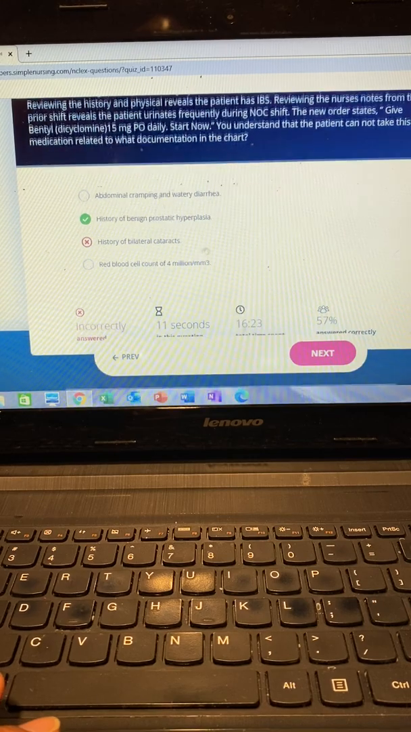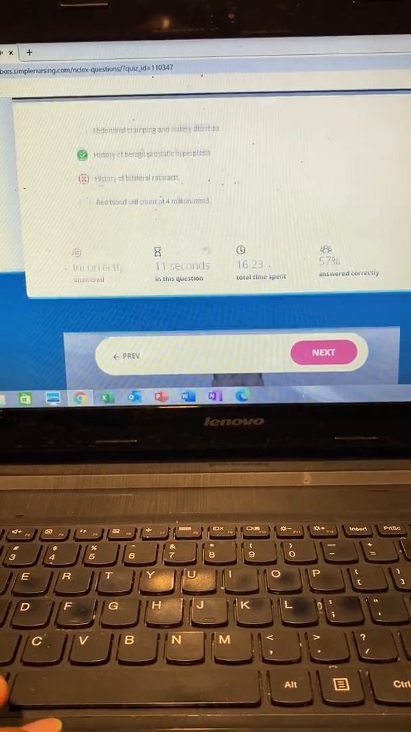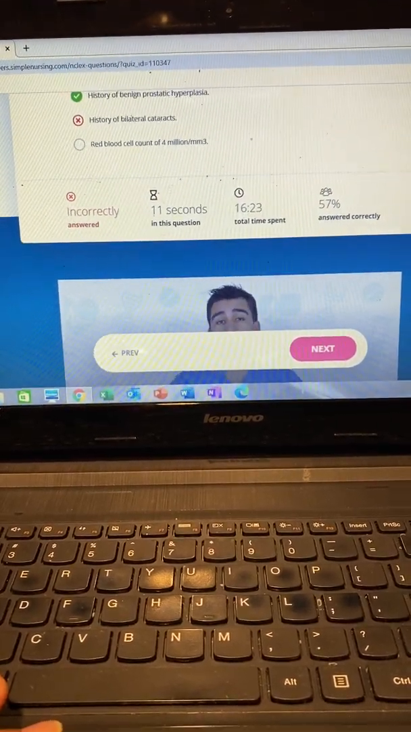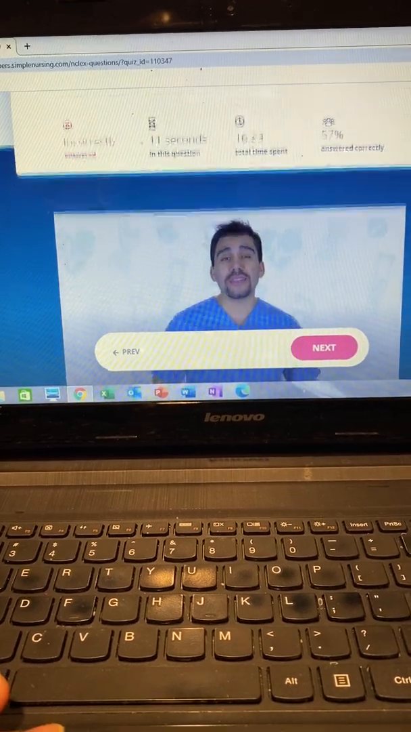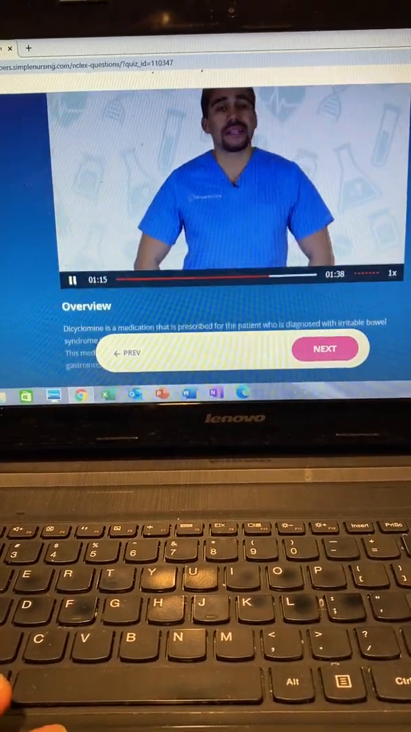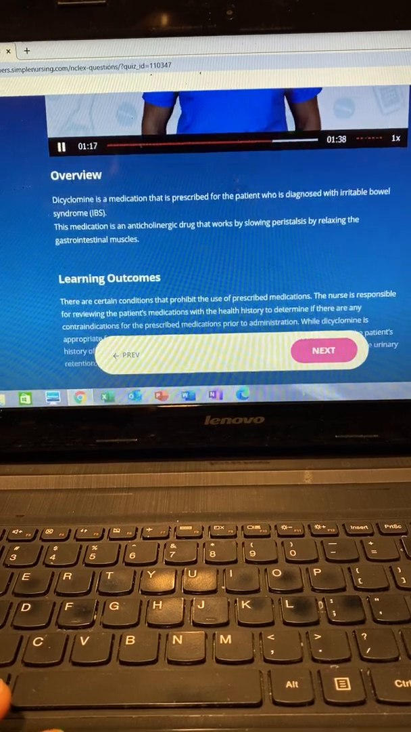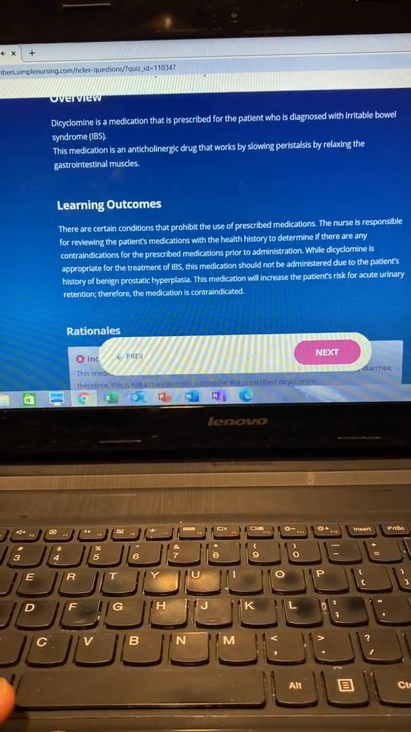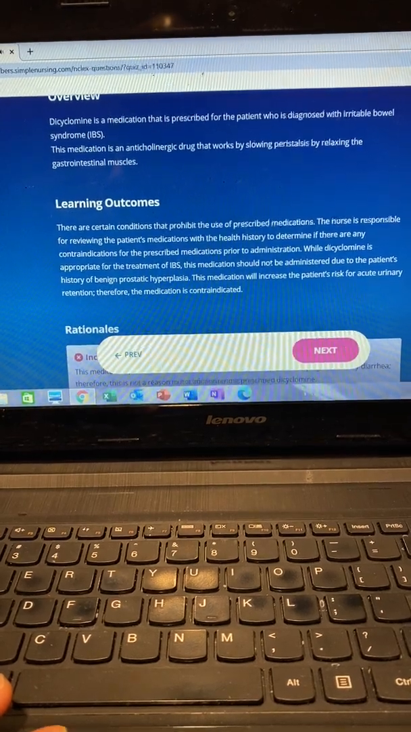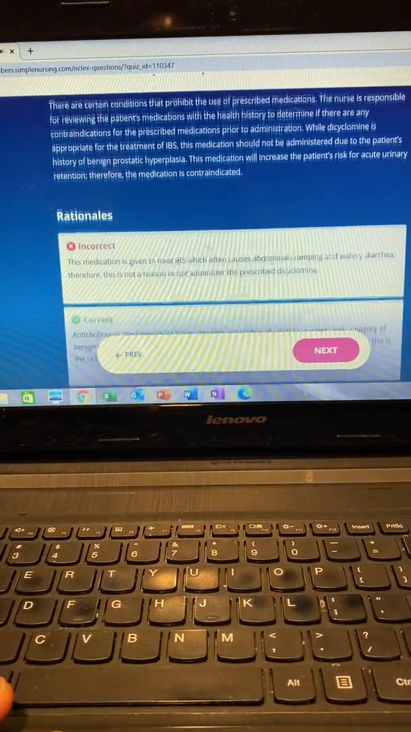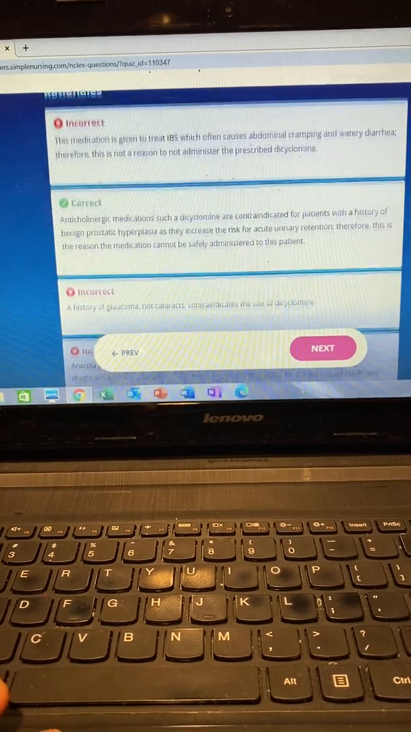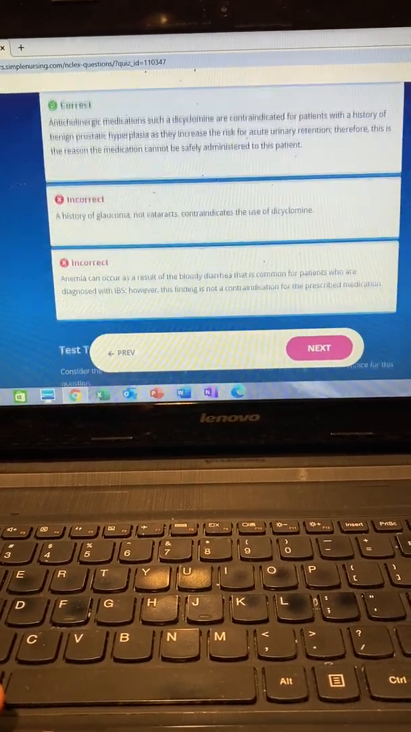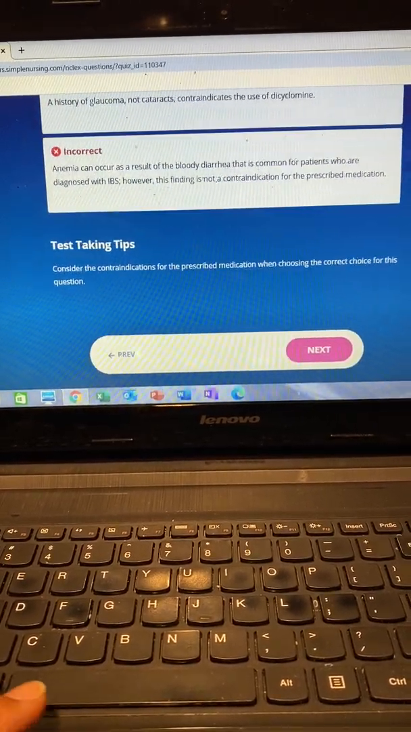Now option 3 and 4 are both incorrect here because bilateral cataracts is not a contraindication. And slightly low red blood cells, again guys, not a contraindication. So what would make it worse is option number 2, if the patient has urinary hesitancy or basically cannot pee from that big prostate, dicyclomine would make it worse here. Okay, that wraps it up.